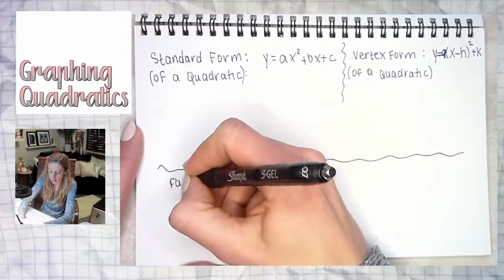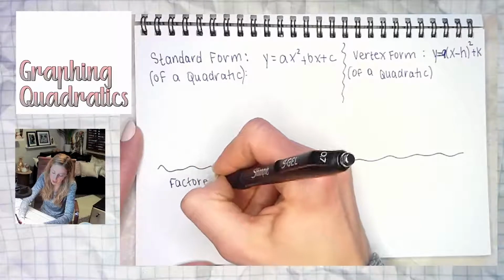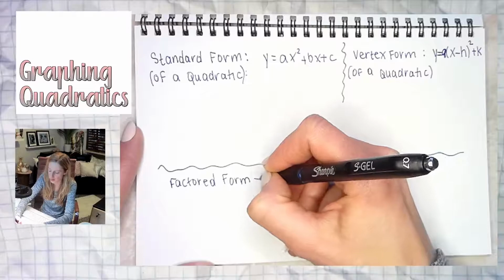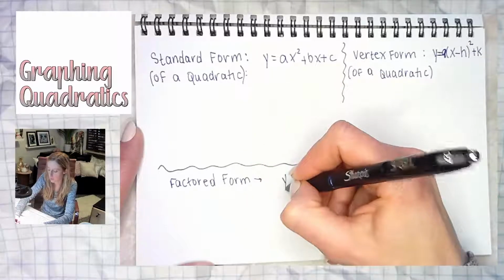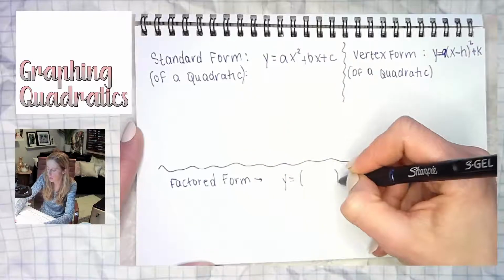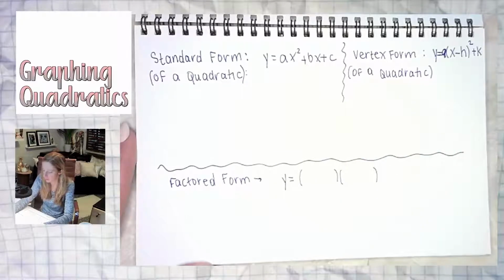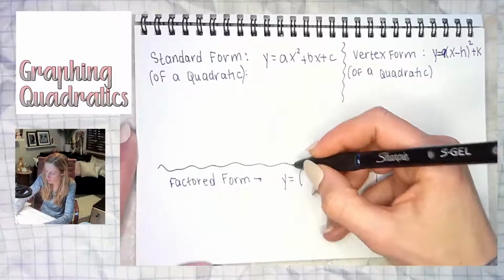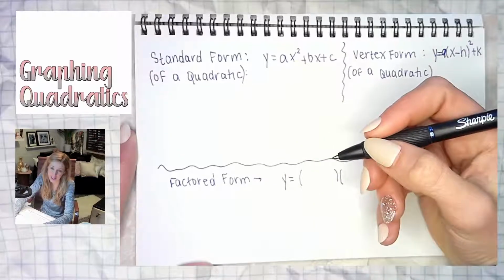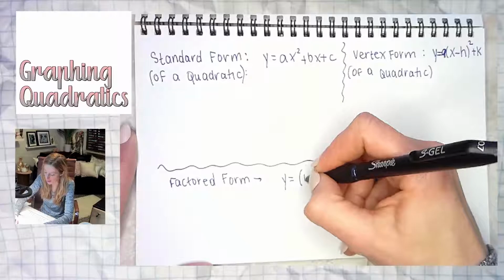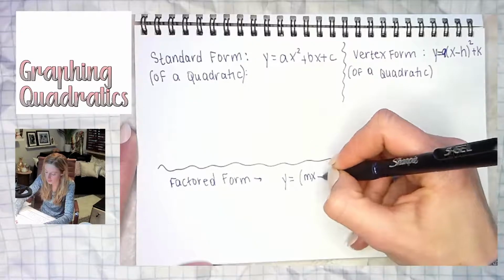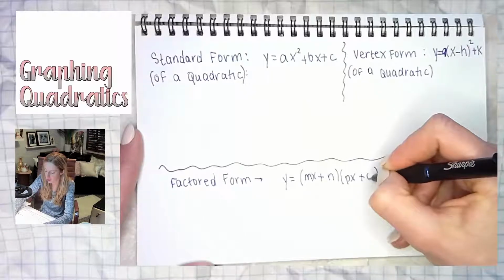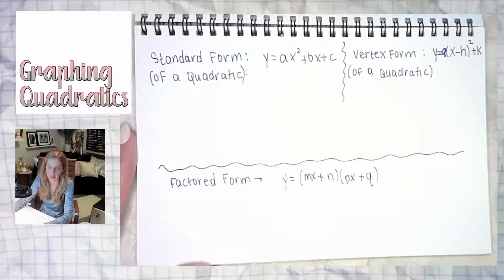Factored form as well. I'm just going to write my own generic way to represent the factored form of a quadratic, and that's going to be y equals, and I'm going to throw random letters out here. I'll use M, N, P, and Q. We could have mx plus n, px plus q. It might look something like that.